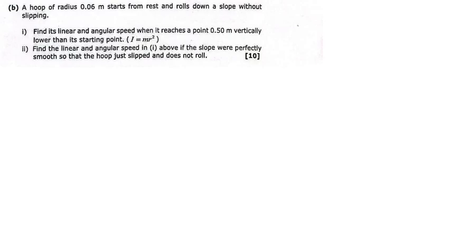Then part 2 is saying find the linear and angular speed in part 1 above if the slope were perfectly smooth so that the hoop just slips and does not roll.